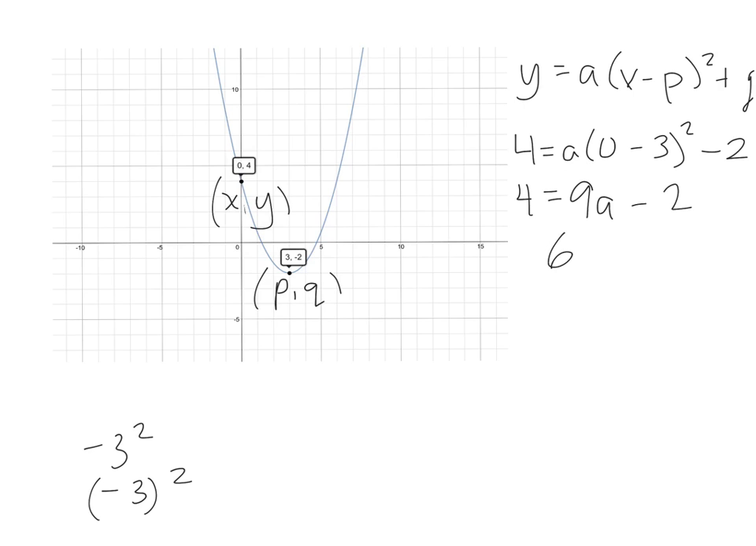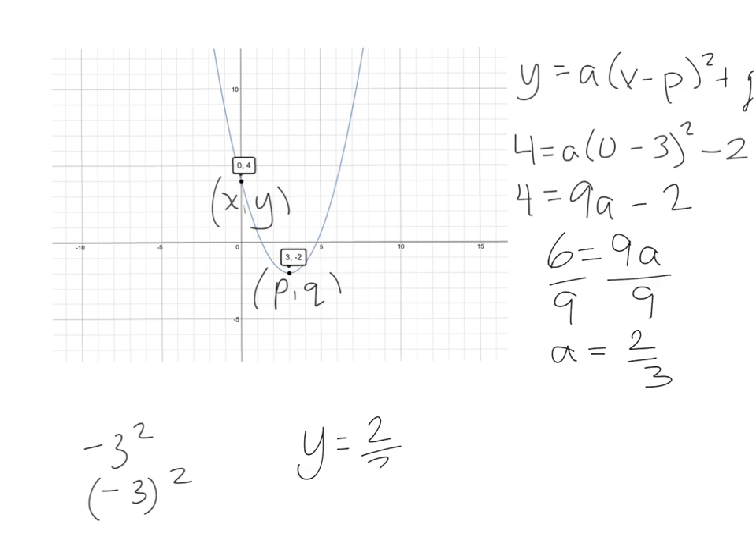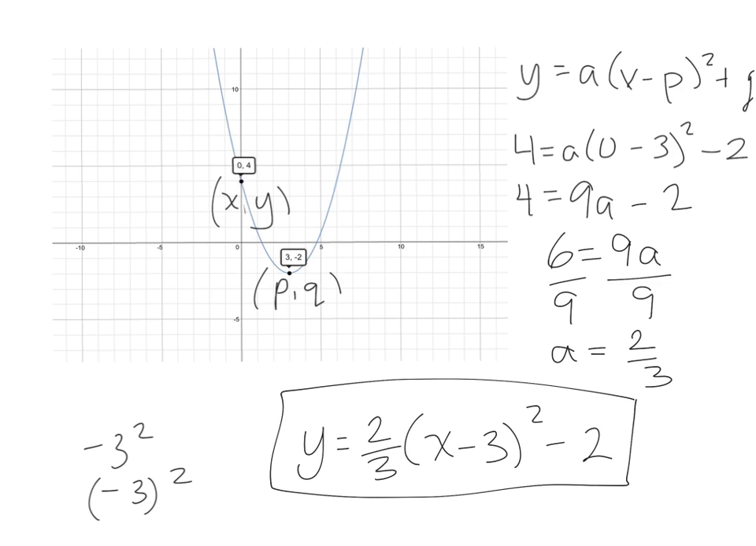So I get 6 equals 9a. And then divide by 9. So a is 6 over 9, or if you reduce that, 2 over 3. Once you have the a value, then you can write the answer, the equation. y equals 2 over 3 times (x minus 3) squared minus 2. And that's it.